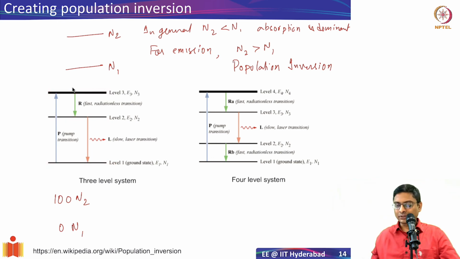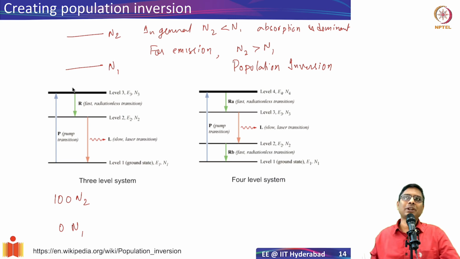So in this case, what happens is you create a pump to push an electron or an atom from the ground state to the third level. And then it undergoes thermal relaxation, and then it comes down to level 2. Now this is my lasing transition. The level 2 to level 1 is basically a lasing transition. And this is my initial excitation, and then there is a non-radiative relaxation here.